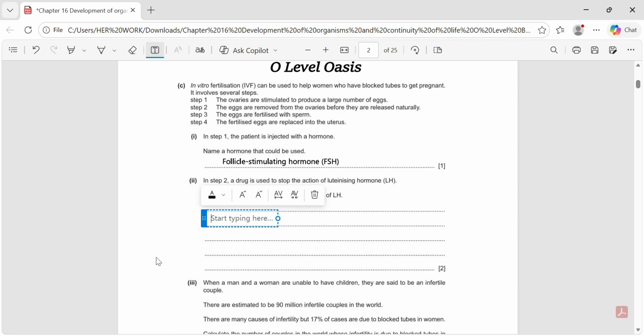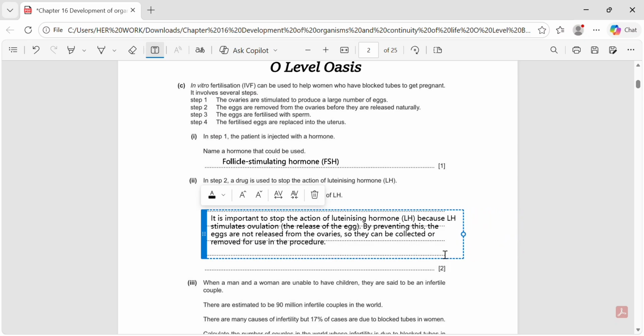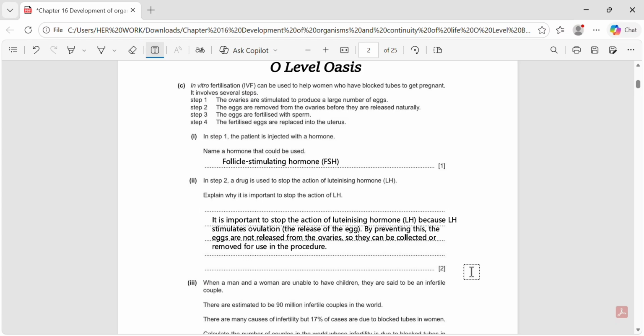The answer is, it is important to stop the action of luteinizing hormone LH because LH stimulates ovulation, which is the release of the egg. By preventing this, the eggs are not released from the ovaries, so they can be collected or removed for use in the procedure. This means that LH normally causes the egg to leave the ovary during ovulation, but in IVF this would be a problem because the egg would be lost into the oviduct. By blocking LH, ovulation does not occur, so the eggs remain in the ovaries where they can be safely collected by doctors for fertilization in the laboratory.